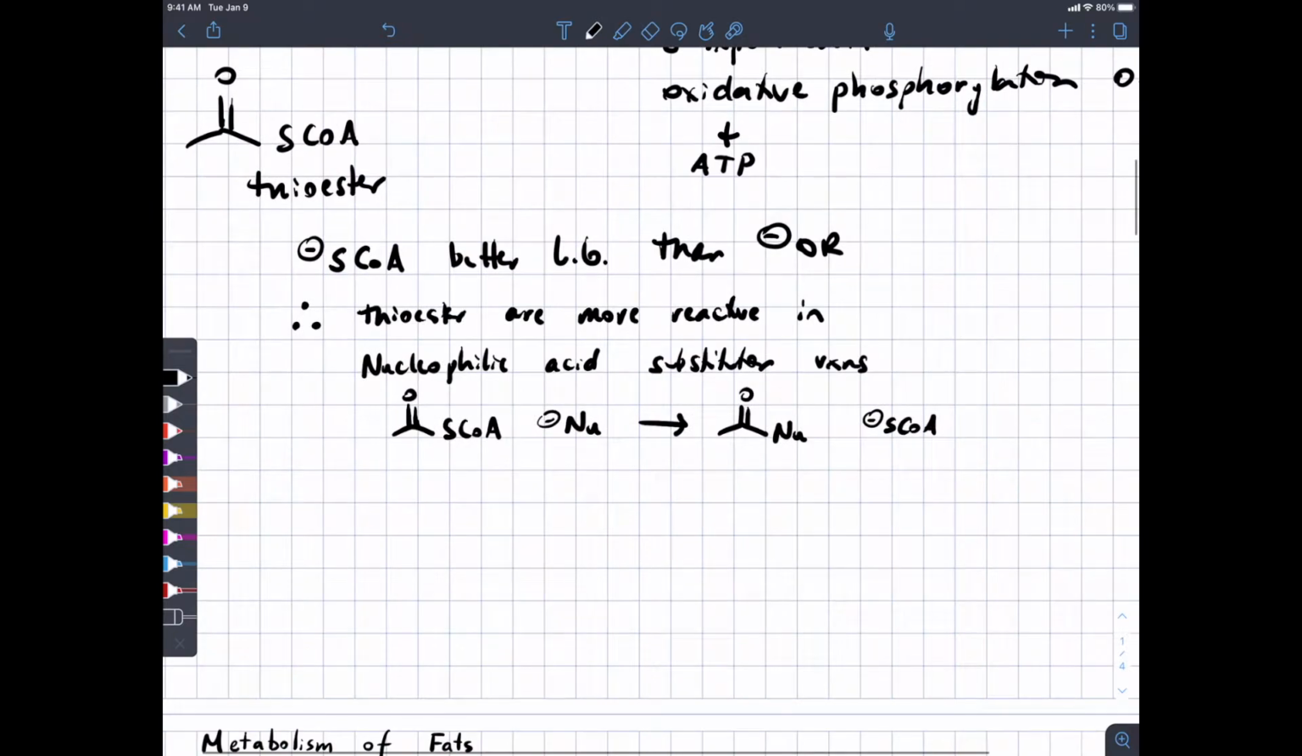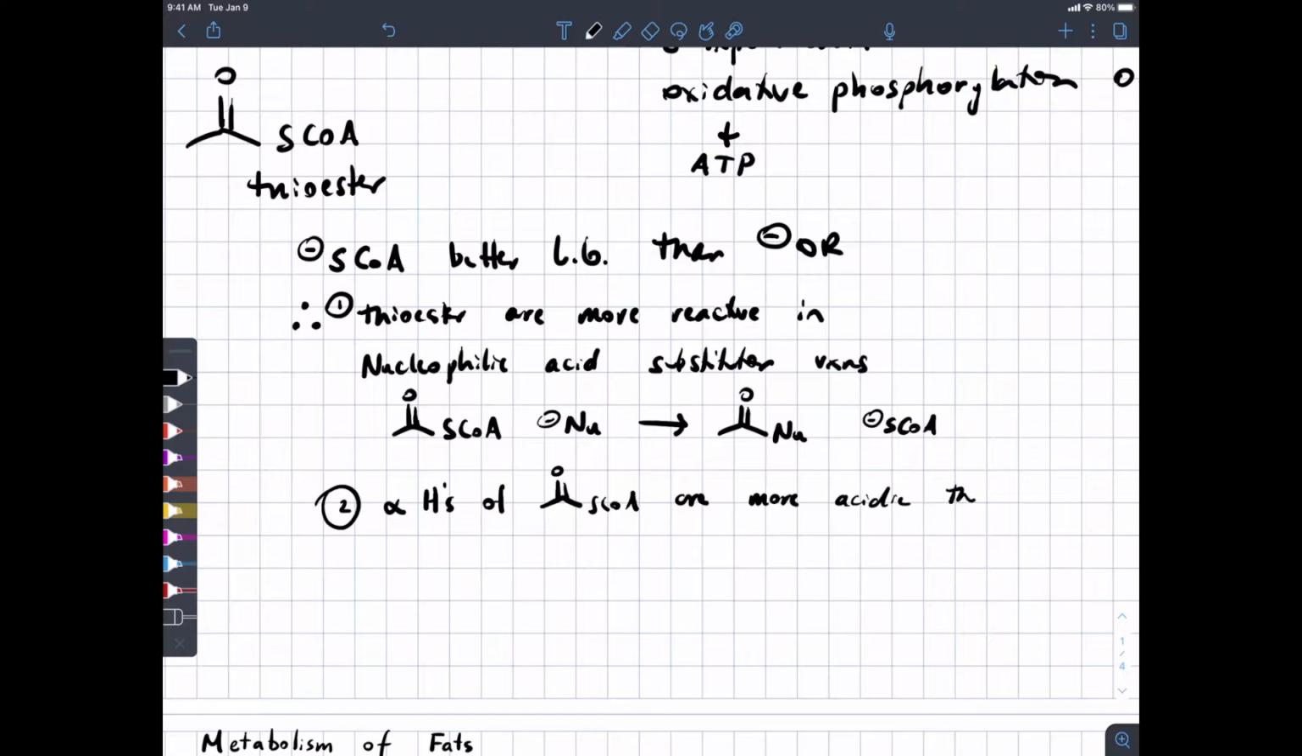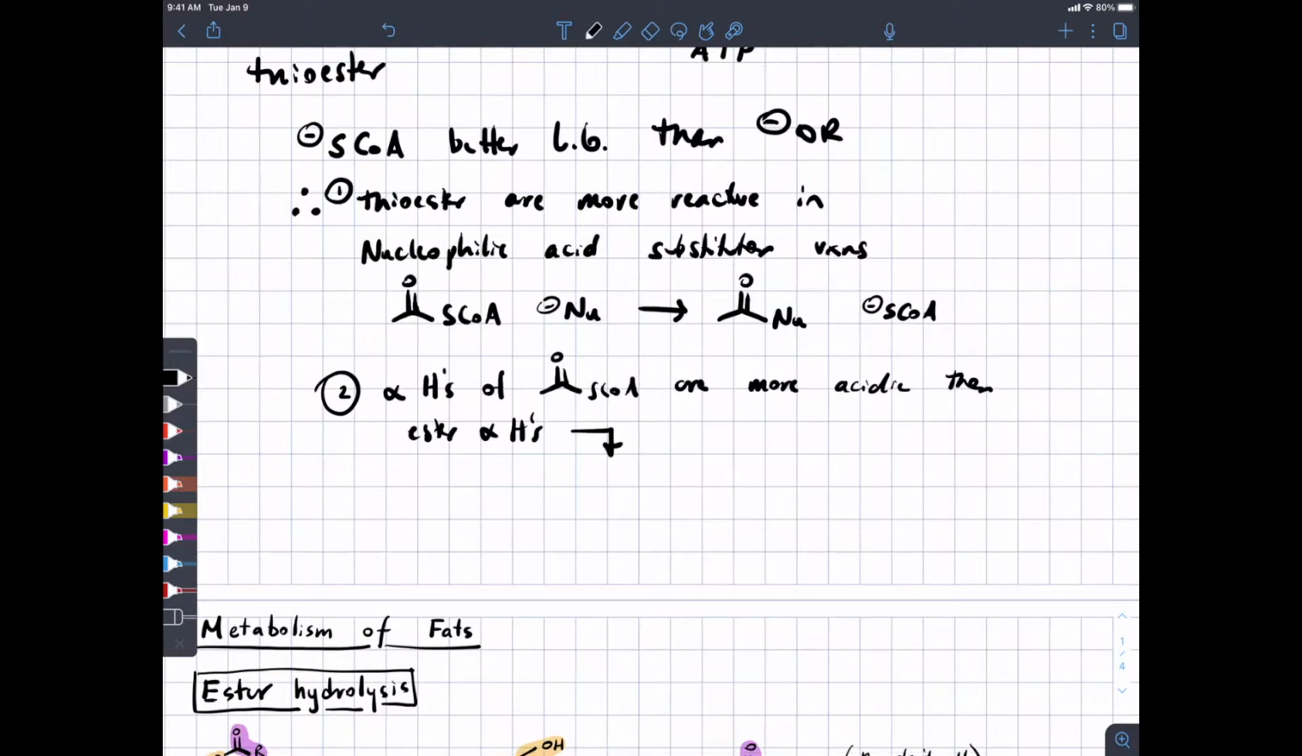Okay. A second consequence is that the alpha protons of acetyl-CoA are more acidic than ester alpha protons. So that means that we can convert acetyl-CoA into an enolate, which we can then use in various aldol/Claisen type reactions as a nucleophile. Recall that the pKa of a proton alpha to an ester is about 25. For a thioester, it's lower than that.